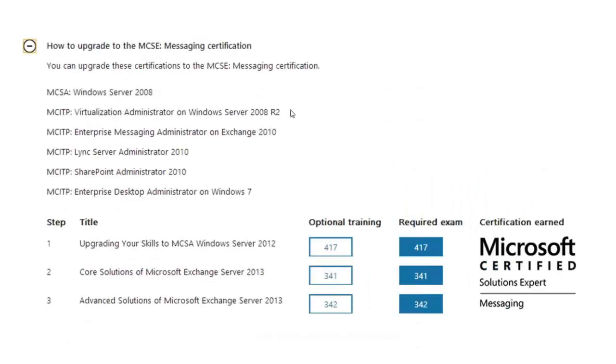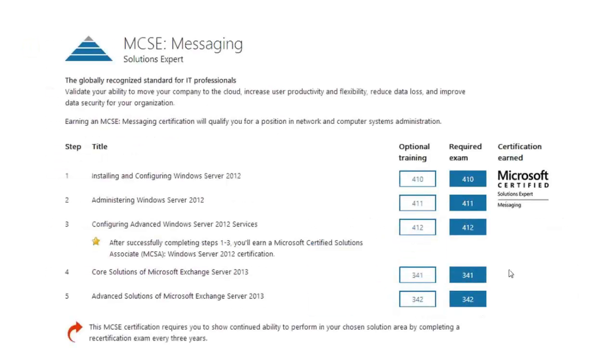Now, what if you already have an older certification in Exchange? There is an upgrade path for that. It's a shorter path, of course. So if you have any of these MCITPs in the older technologies, say an MCITP in Exchange 2010, all you have to do is pass one exam, the upgrade exam to Windows Server 2012. Once you pass that one exam, you will get your MCSA in Windows Server 2012, and then from then on you go on to pass the 2 Exchange Server 2013 exams. So if you have an older certification, all you have to do is pass 3 exams versus passing 5 exams over here.